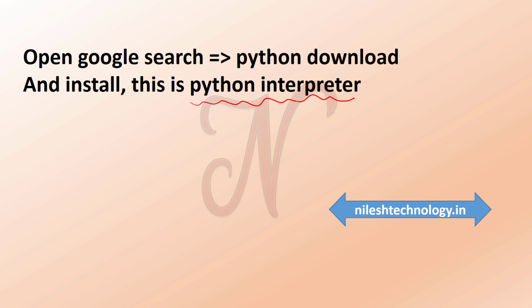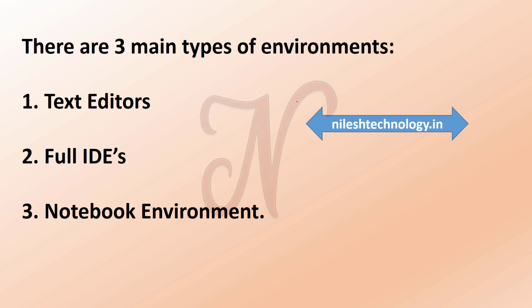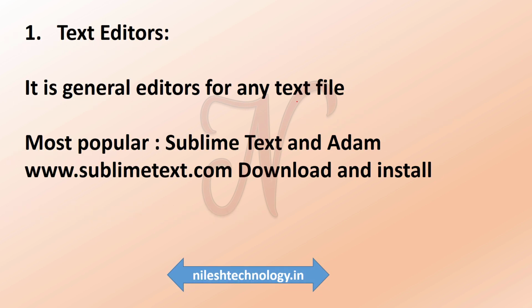Next, there are three main types of environment: text editor, IDE and notebook environment. A text editor is a general editor for any text file. It works with a variety of plugins and add-ons. Keep in mind, most are not designed with only Python in mind. The most popular text editors are Sublime Text and Atom.